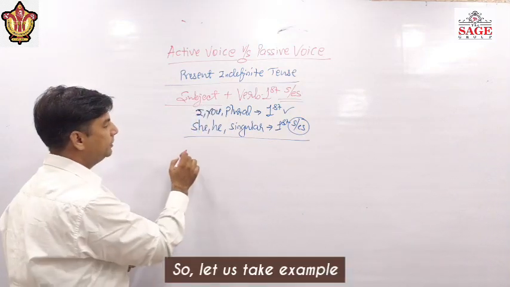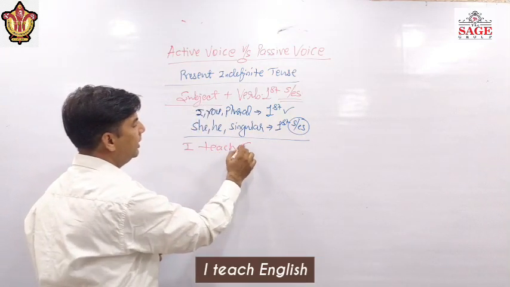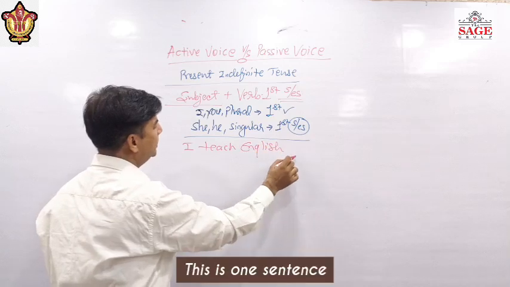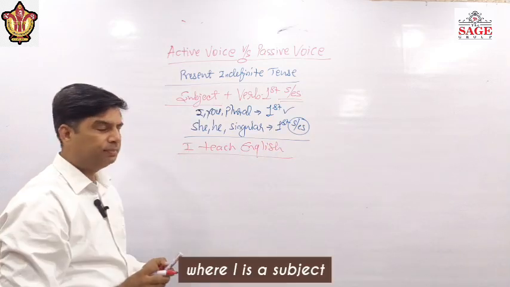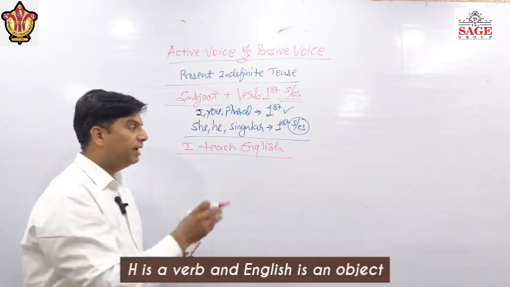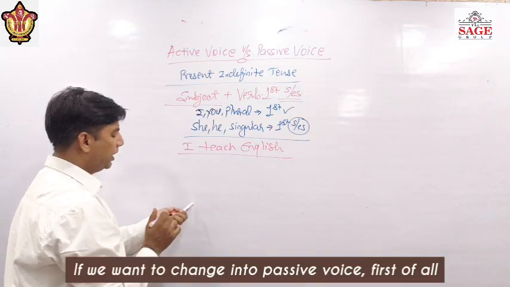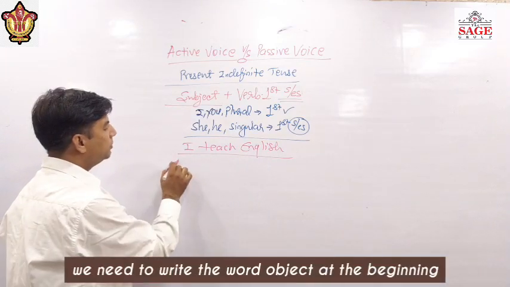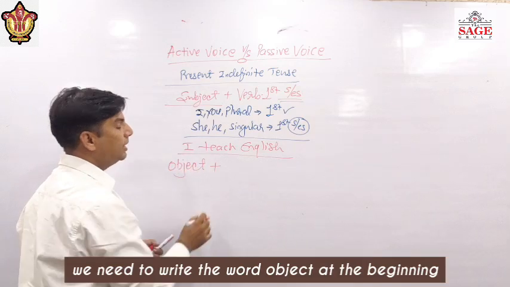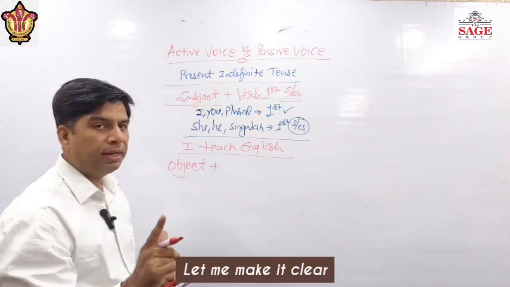So let's take an example. I teach English. This is one sentence where I is the subject, teach is the verb, and English is the object. If we want to change it into passive voice, first of all, we need to write the word object at the beginning of the sentence. Let me make it clear.